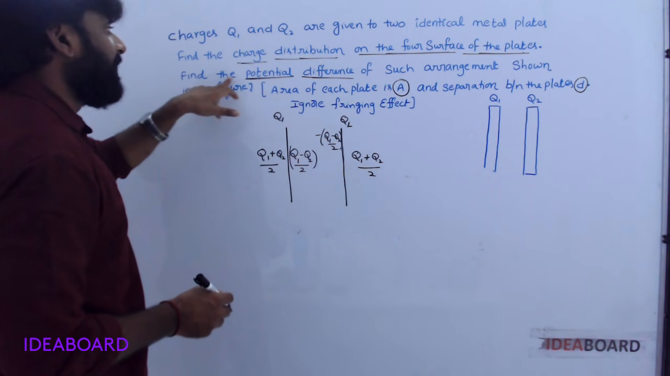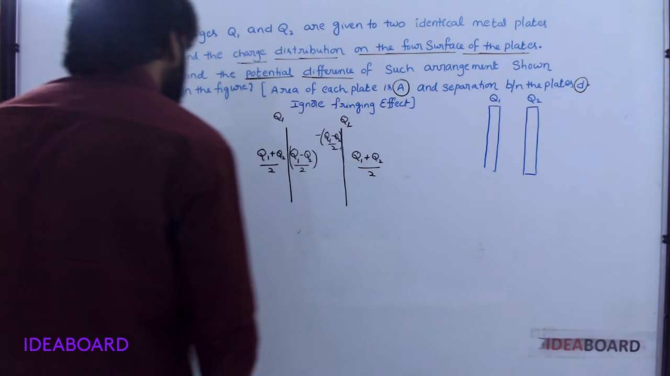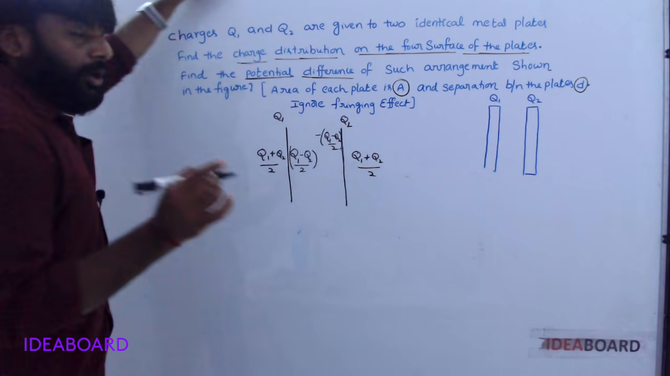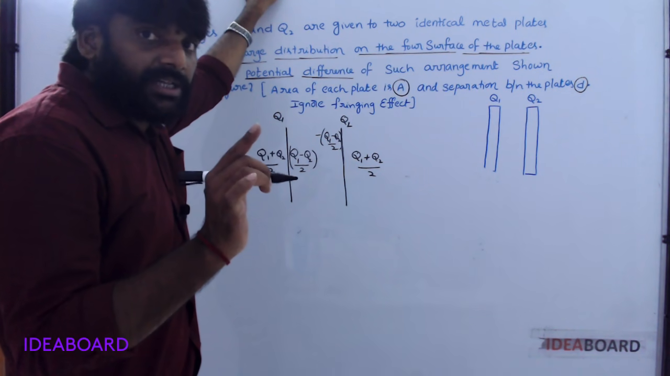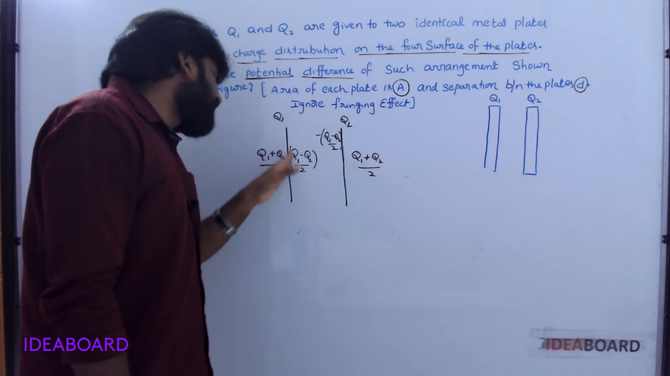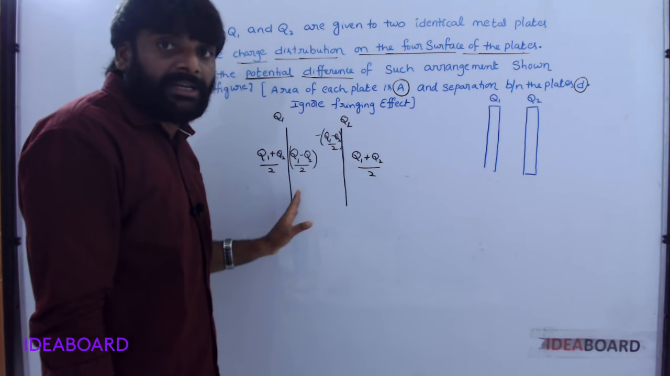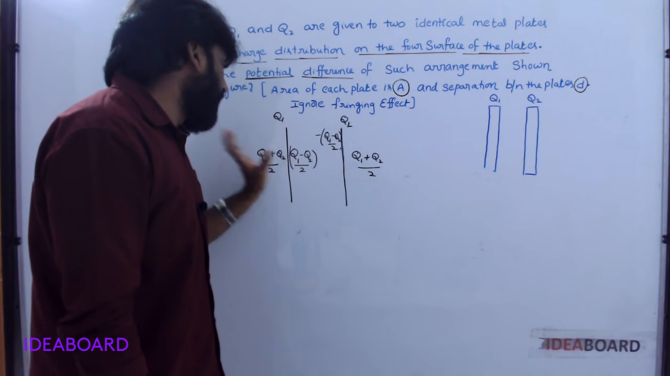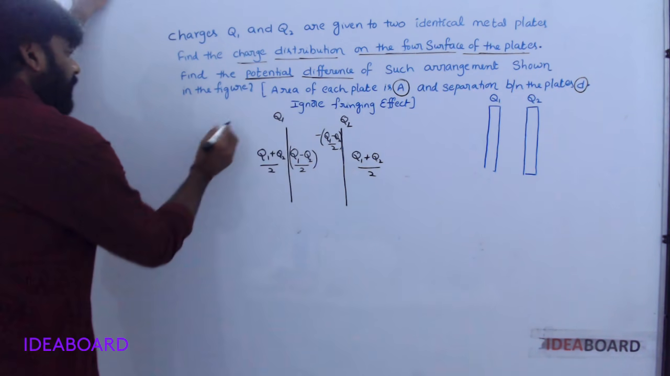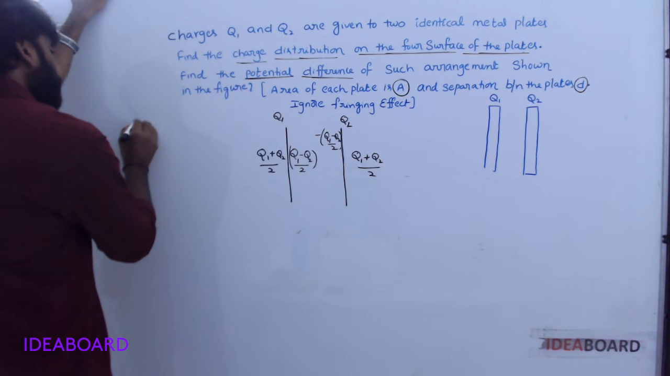What is the second one? Find the potential difference of such arrangement. Potential difference is required. You know, in capacitors the charge is taken on the inner surface of the positive plate, the first plate. That means the inner surface of the positive plate. Understood? Here the charge is (Q1 minus Q2) by 2.